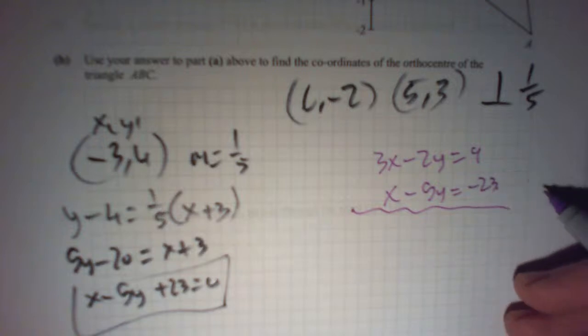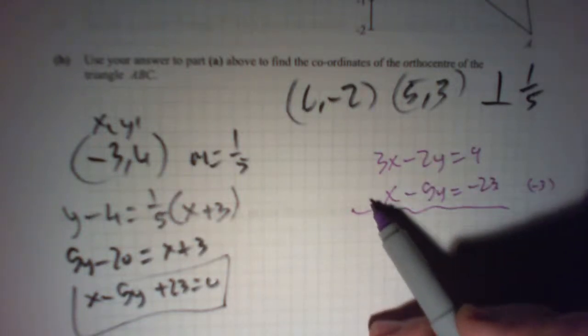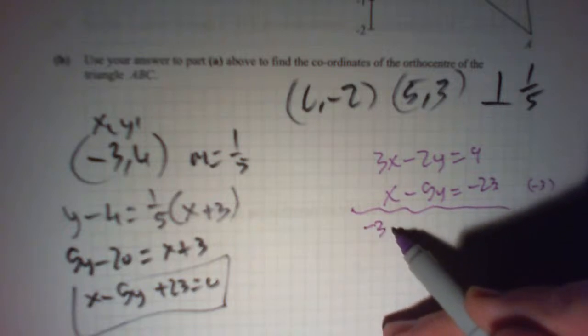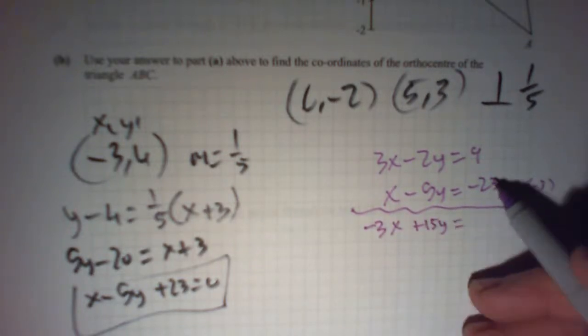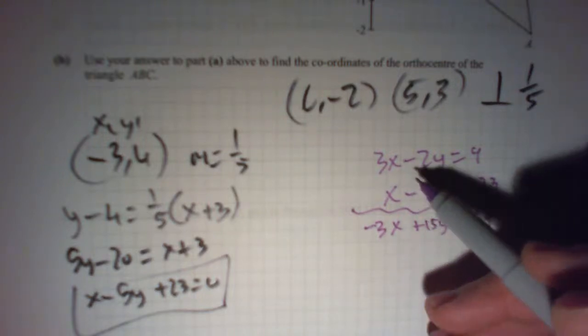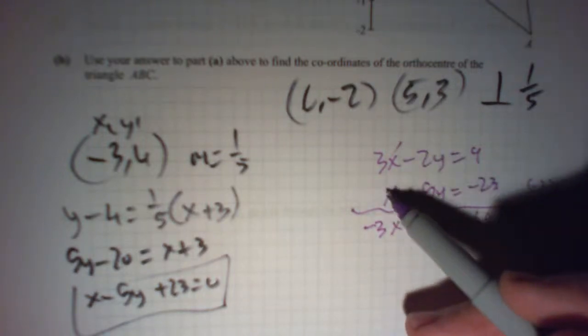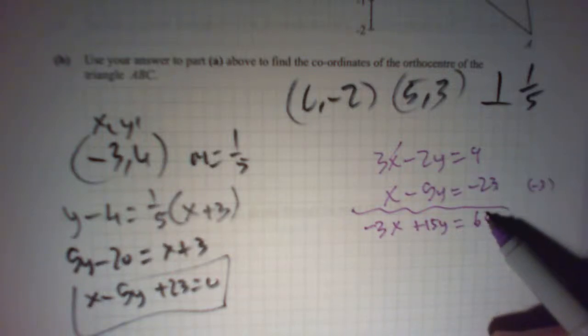Simultaneous equations: multiply the bottom line by minus 3. That should cancel out the x's. So that's going to give me minus 3x plus 15y equal to 69. Right, so how does that cancel with this one? That's gone with that. You'll get 13y is equal to 78.